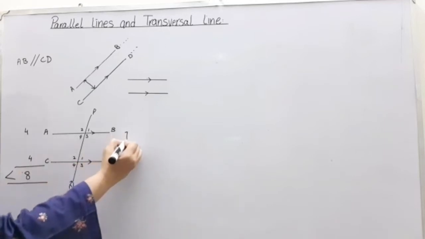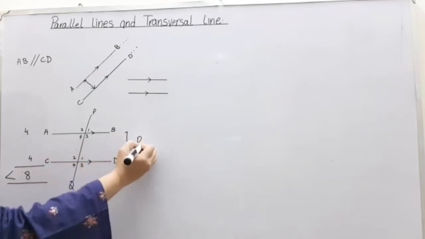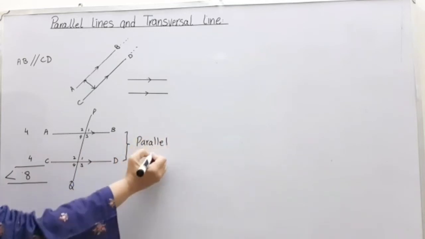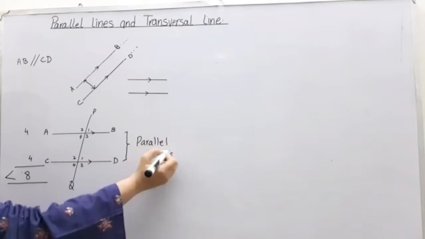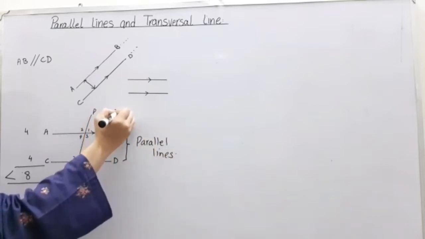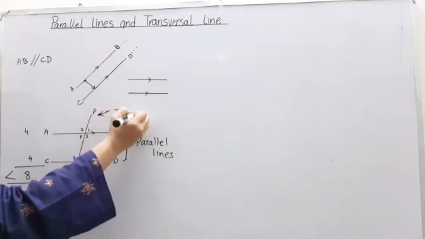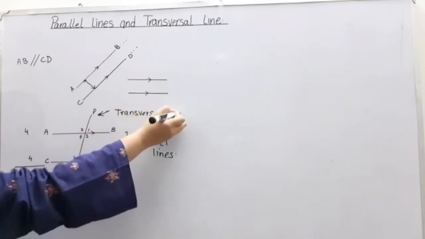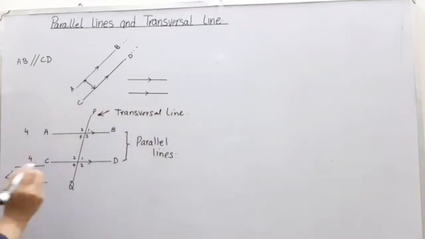So these are two parallel lines, and this one is the transversal line. Between these 8 angles, I will explain to you next.